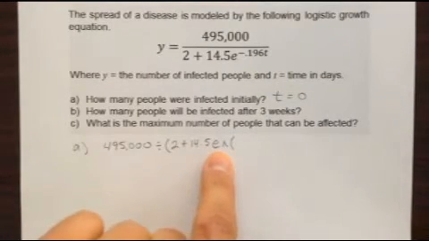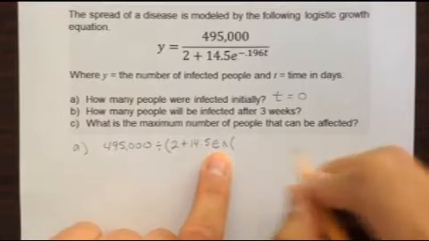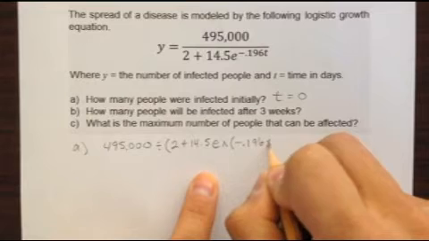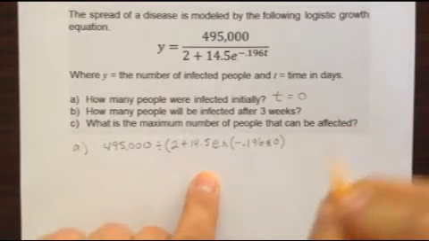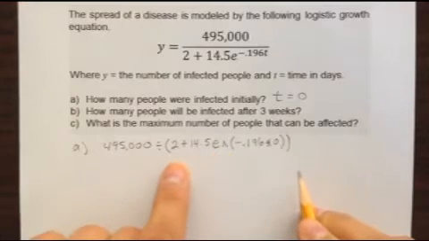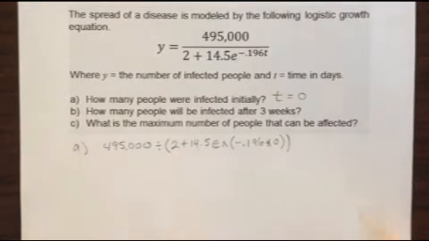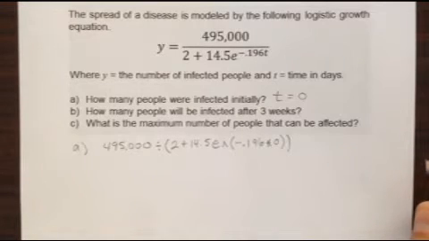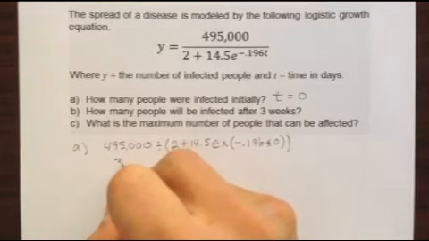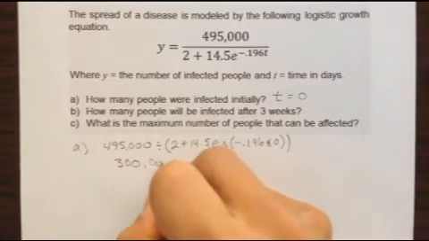You get that e caret and then the parenthesis. Then you're going to put in negative 0.196 times 0. Then you're closing out the parenthesis right here for the e part. Then you need one more parenthesis for the end of the division here. You can pause the video now if you want for a second and put that in. But you'll find that if you do that, you end up getting 300,000. Sorry, 300,000 people.